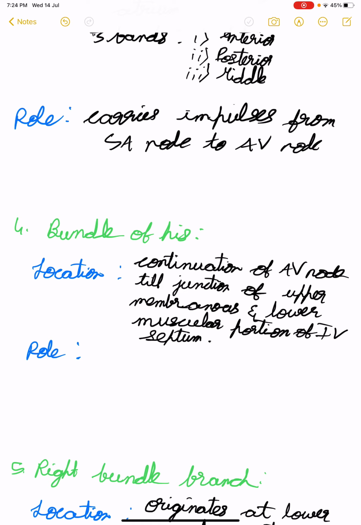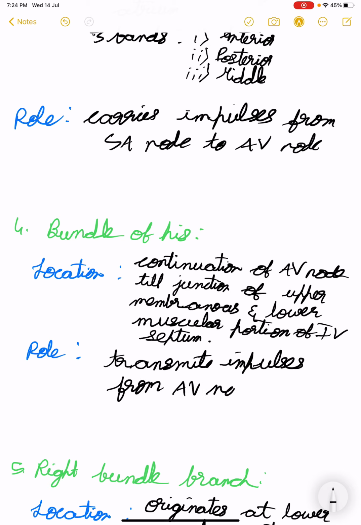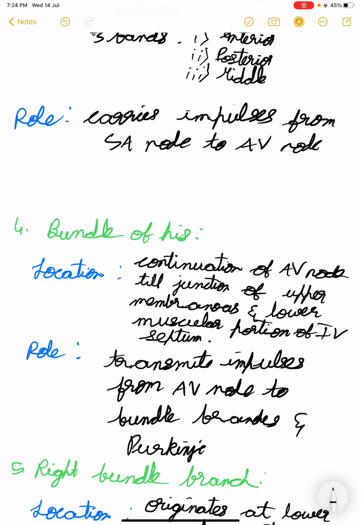So what is the role of bundle of His? Bundle of His transmits impulses from AV node to bundle branches and Purkinje fibers, which you will get in the end. Purkinje fibers. Okay, so bundle of His is done.